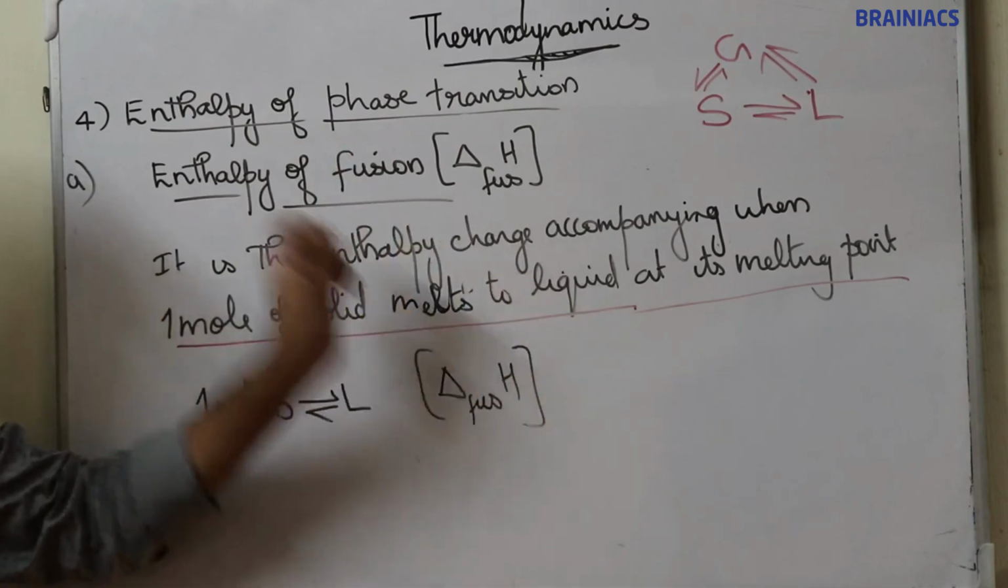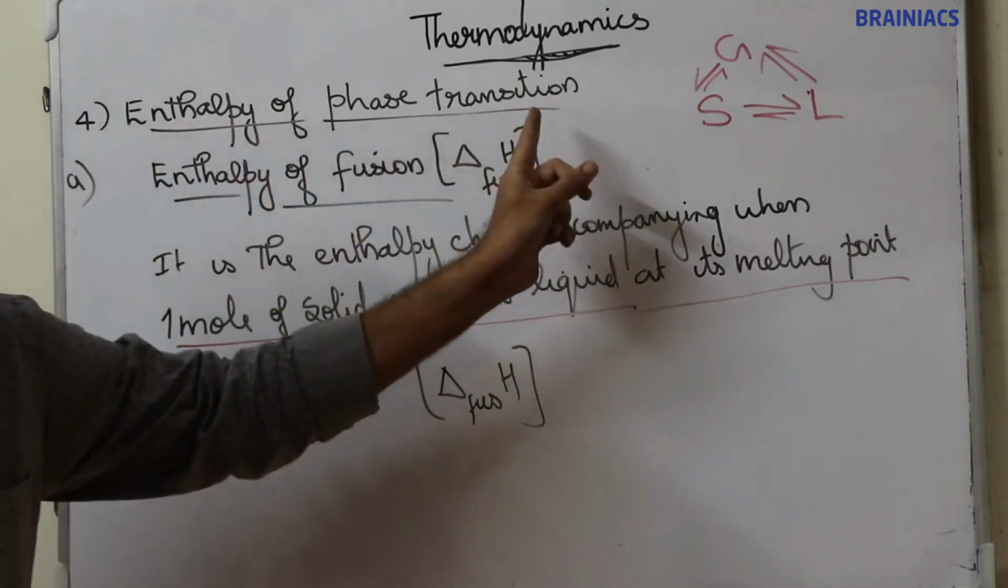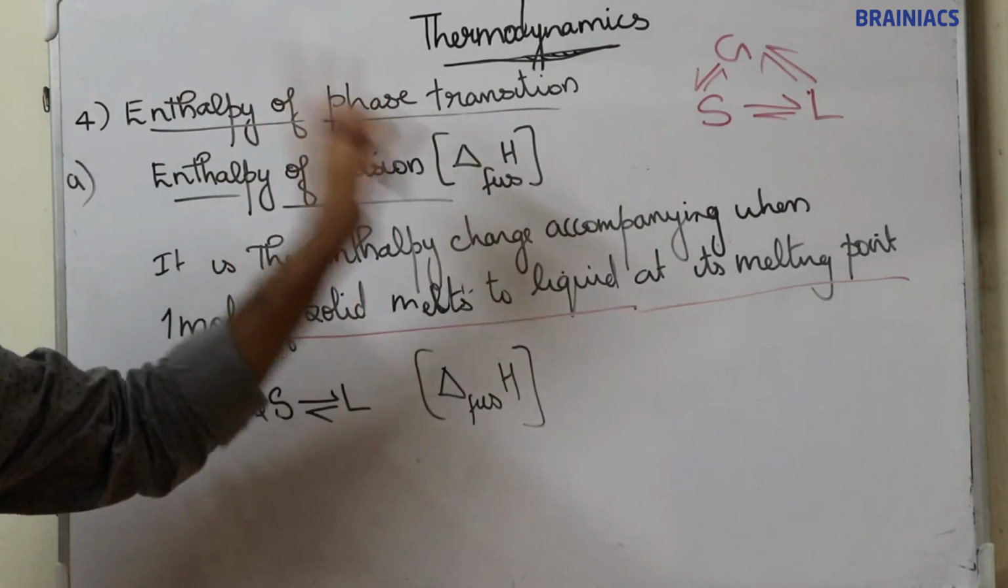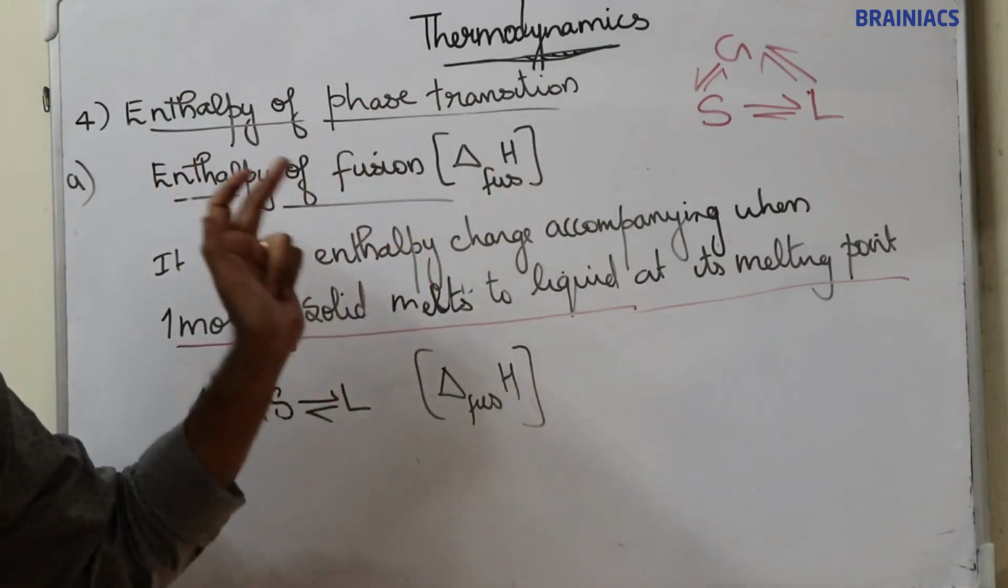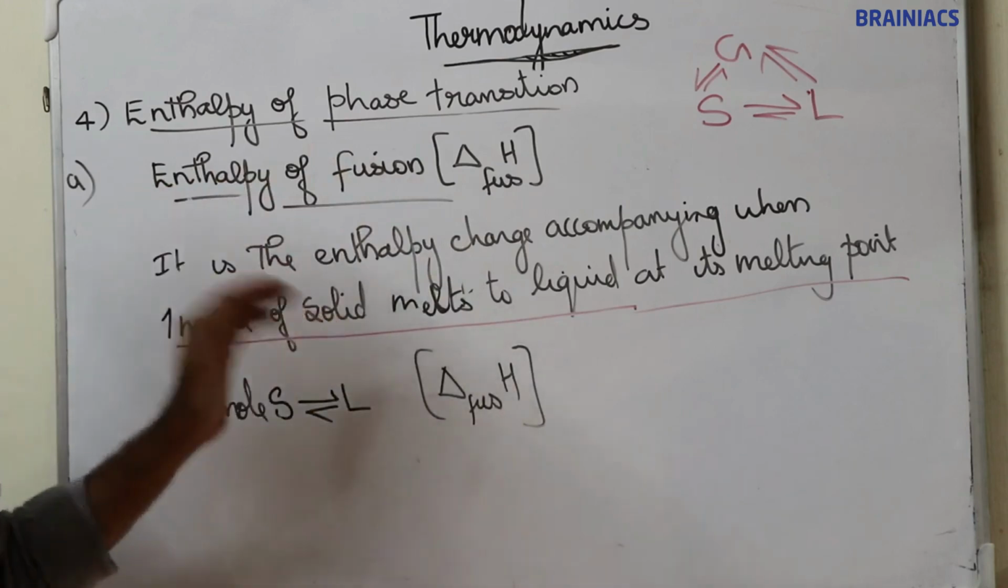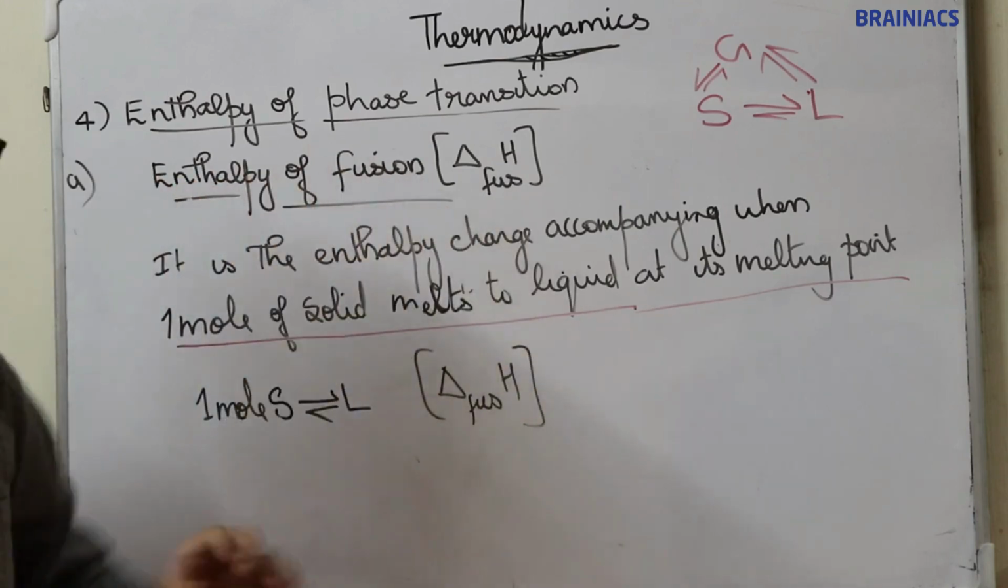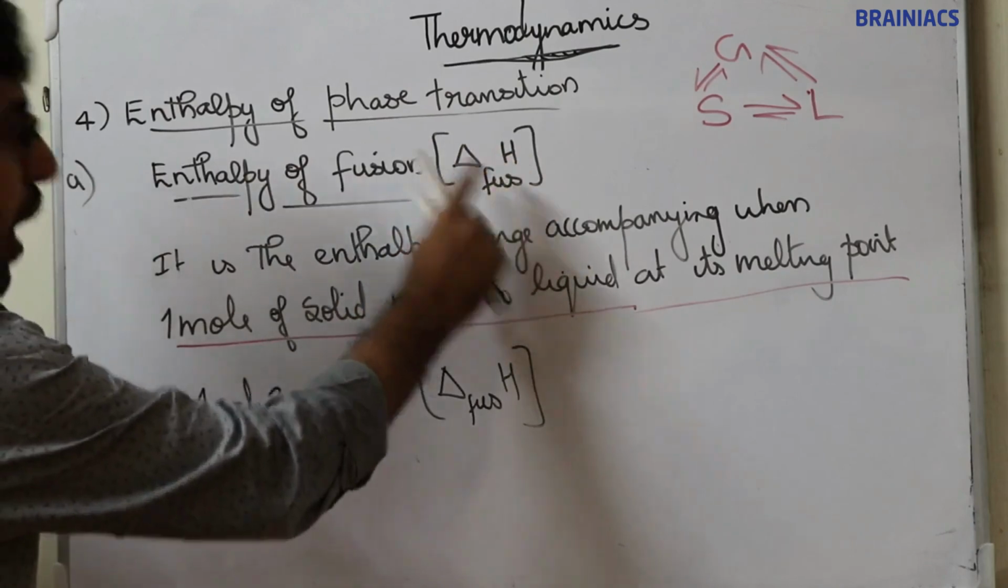So I think it's clear. So enthalpy of phase transition. Enthalpy of phase transitions are again classified into 3 types: enthalpy of fusion, enthalpy of vaporization, enthalpy of sublimation. The first one is enthalpy of fusion, represented by delta H FUS.